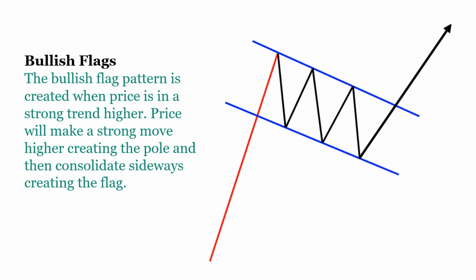Let's look at a bullish flag. The bullish flag is created when the price is in a strong trend higher. As you can see with the red line, it is going up. Price will make a strong move higher, creating the pole, and then consolidate sideways, creating the flag. Whilst the sideways consolidation and formation of the flag will often be angled lower for a bullish flag, it can also be directly sideways in a horizontal shape.